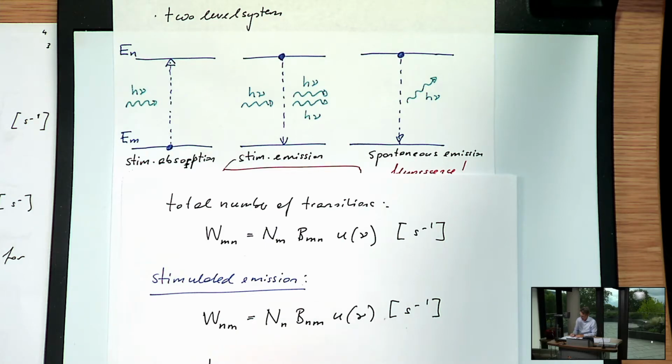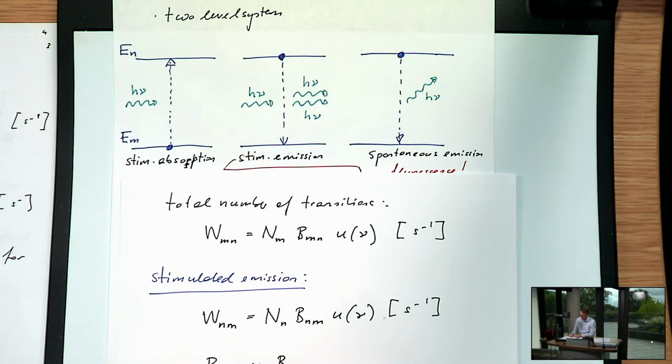B_nm for most dyes is very close to what B_mn are. Although I can't prove this to you here, I'm not going to prove it to you here, one can kind of understand that if it's easy to excite a molecule up, it might be easy to stimulate the molecule down. So they are often very similar, these two coefficients. But B_nm is the Einstein coefficient for stimulated emission.